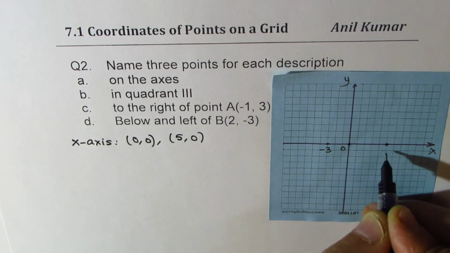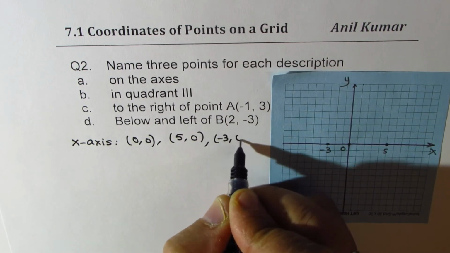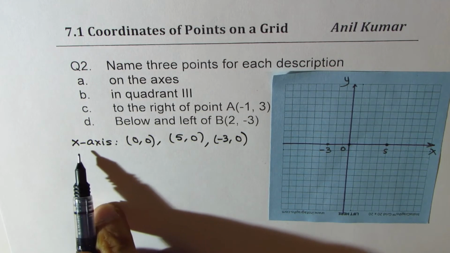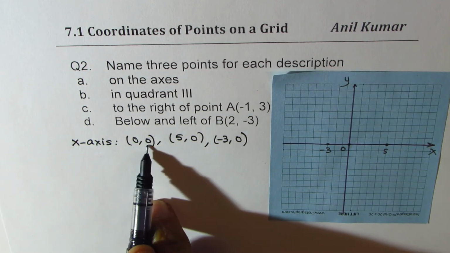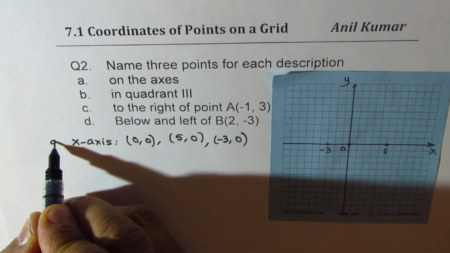So that is minus 3, this is 5. So another point is minus 3, 0. So if I am having any point on the x-axis, then the y value has to be 0. Perfect. Now that is part A.